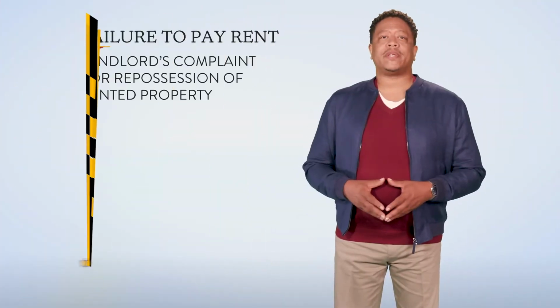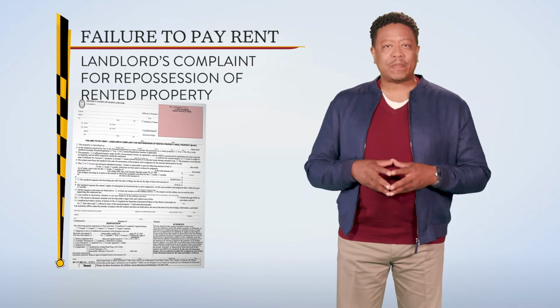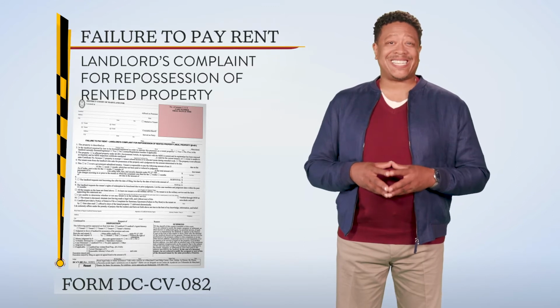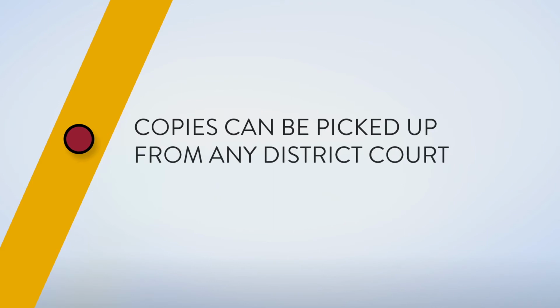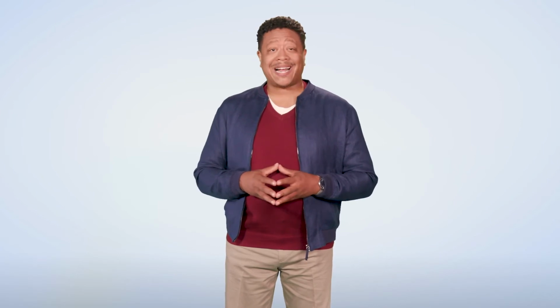Your next step is to complete the form Failure to Pay Rent Landlord's Complaint for Repossession of Rented Property, form number DCCV082. Copies can be picked up from any district court. Samples of the form can be viewed but not downloaded from mdcourts.gov/courtforms. The form asks for a lot of information. We don't have time to walk you through the entire form, but there are a few parts where people often make mistakes that we will highlight.